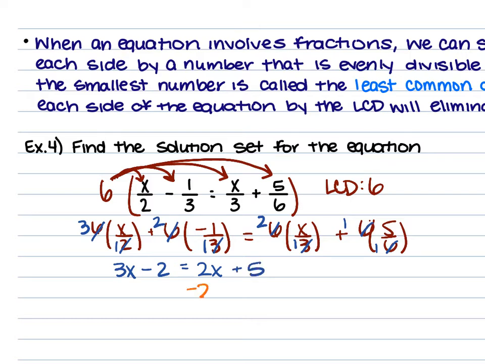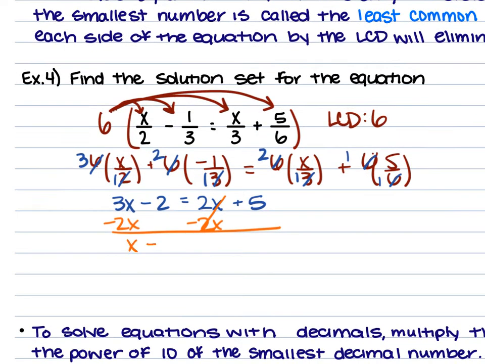I'm going to move that 2x over by subtracting it from each side. I'm left with x minus 2 is equal to 5. And then I just add the 2 to both sides to get that x is equal to 7.